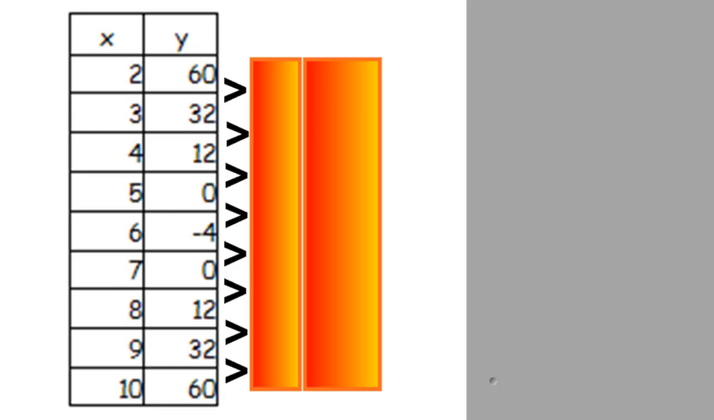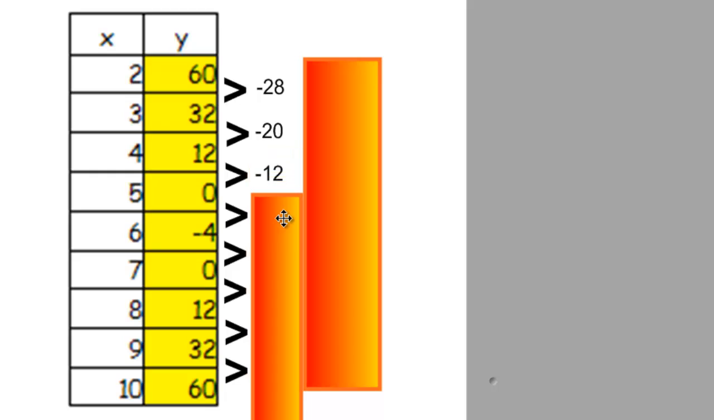Last but not least, again, let's look at what this sequence of numbers is doing. Well, 2, 3, 4, 5, 6, 7, 8 in the x column is all going up by 1. And yes, if they're not going up by 1, it's going to affect the rate of change, but we're not going to get too complicated with this particular section. From 60 to 32, I subtract 28. The next difference from 32 to 12 is I subtract 20. From 12 to 0, I subtract 12. Then I subtract 4. But then I add 4.